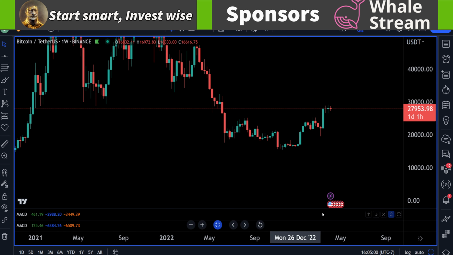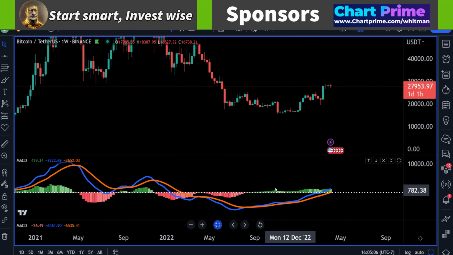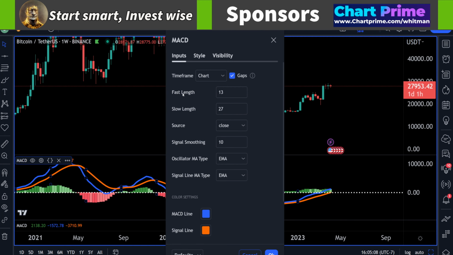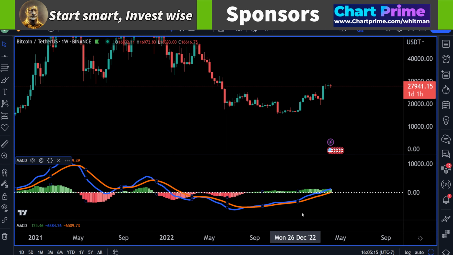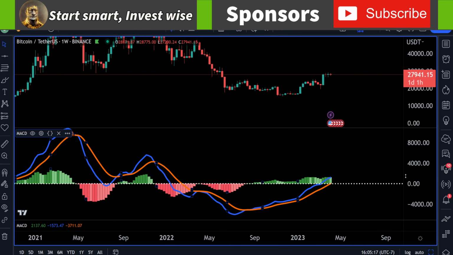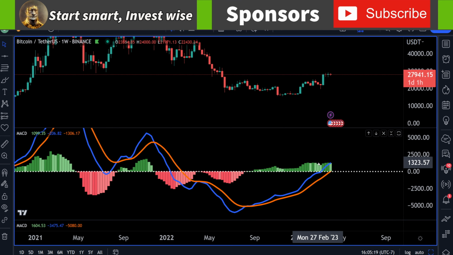After that, let me get rid of that one. We're going to be going to a little bit more of a slower one. So if the other one was moderately fast or moderate, you guys are going to be looking at this as being moderately slow. All right. These numbers are going to be fast length is 13, slow is 27, and signal smoothing is 10. Now keep everything the same. You're going to see everything is just a little bit slower here. Not much craziness.